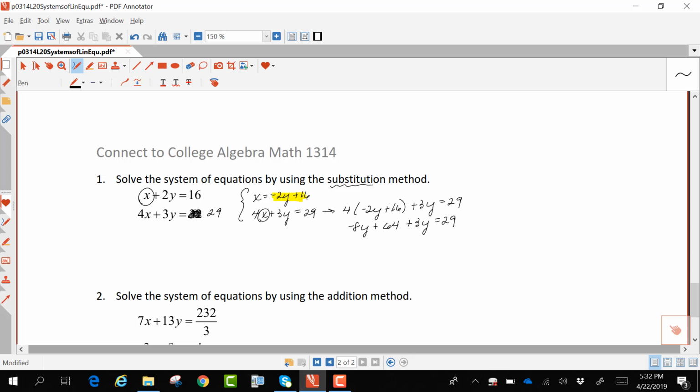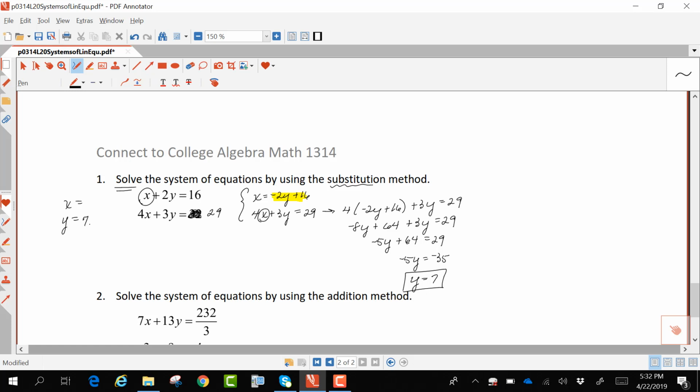I simplify the equation by combining the y terms. I then come in here and I subtract my 64 off of each side. And divide by a negative 5. At this point, I have the y value. Now remember, when you're solving a system of equations, your goal is to get the x and y value. So we have half of the solutions.